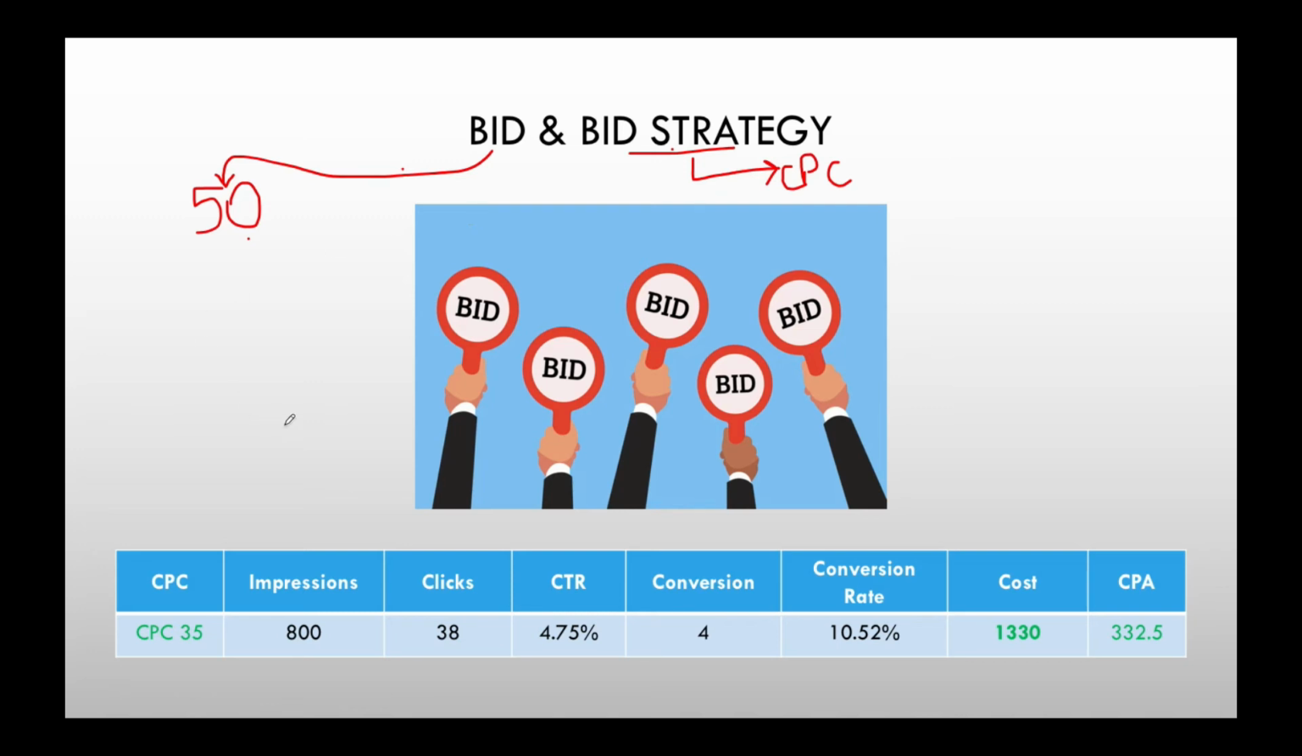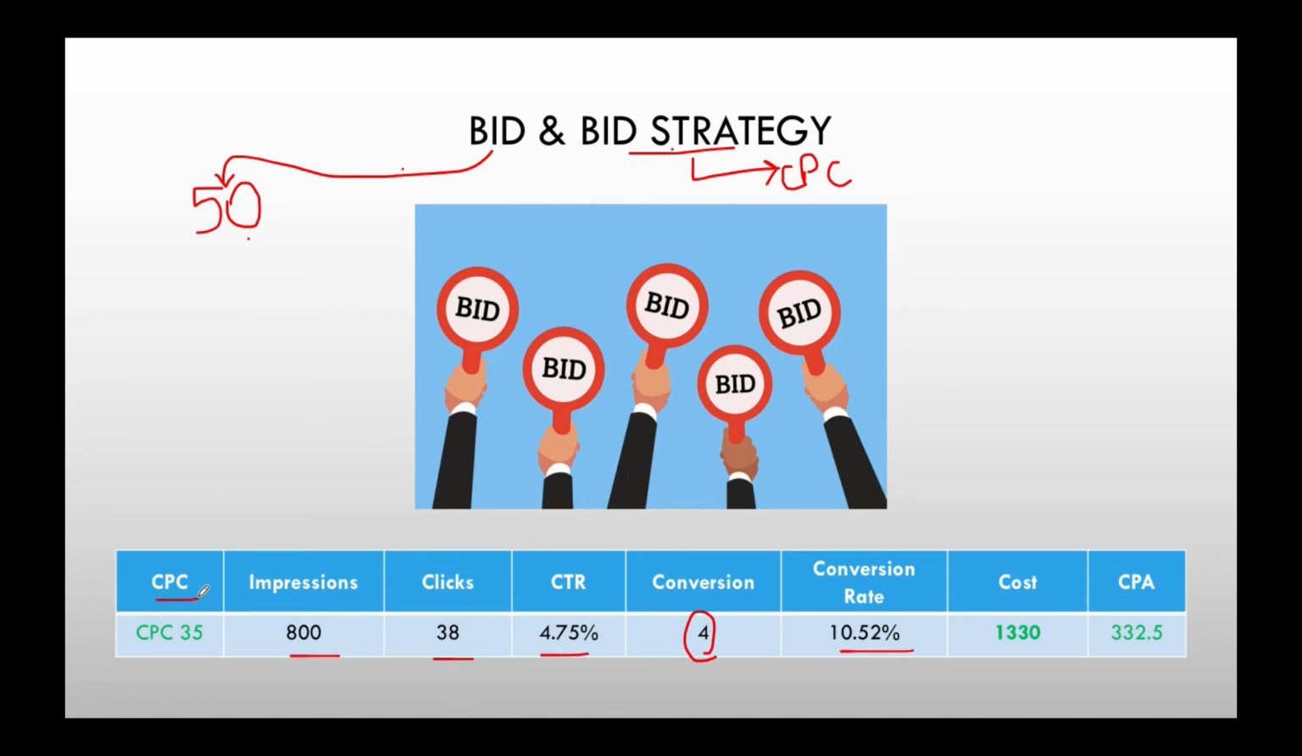We have 800 impressions, we have 38 clicks, and the CTR was 4.75%. And our advertisement got around 4 conversions at a conversion rate of 10.52. Now, if I ask you, what is your bid strategy? How are you paying the network? You would say, I'm paying the network on click basis. Basically, I'm paying only when someone clicks on my advertisement. So that is called as CPC.